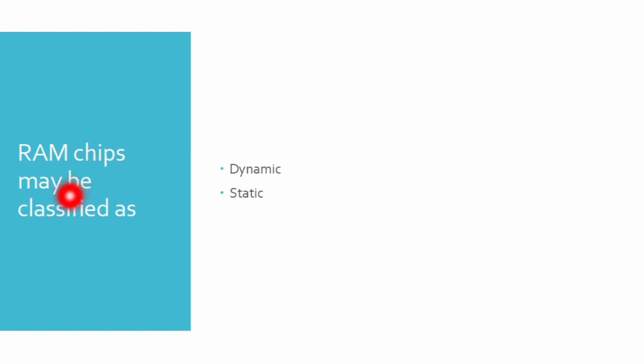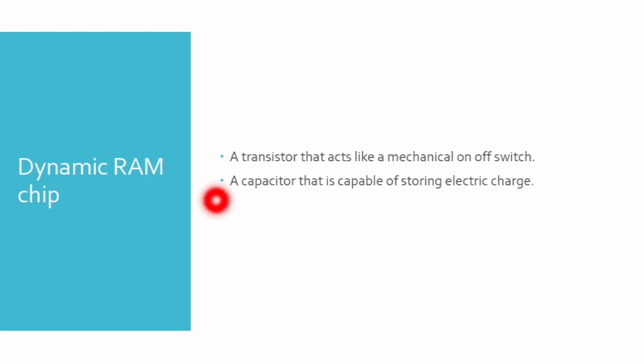The RAM chips may be classified as dynamic or static. In the markets, they are available as DDR1, DDR2, and DDR3. So first we will talk about dynamic RAM chips: a transistor that acts like a mechanical on-off switch, and a capacitor that is capable of storing electric charge. Means if electric charge cannot be stored, then it cannot input or output the data or instructions.